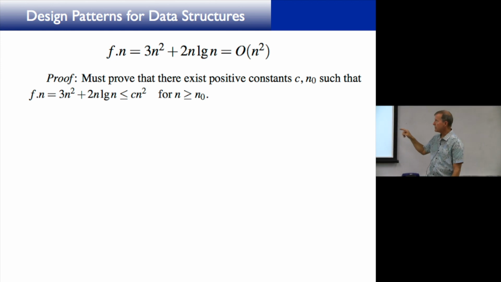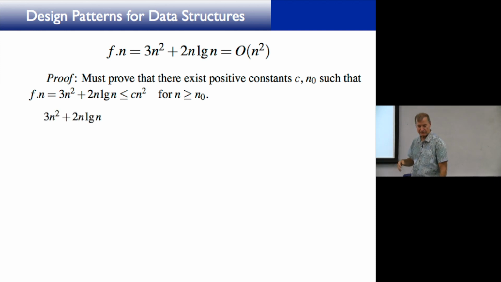So we must prove that there exist positive constants C and n naught such that f of n, which is 3n squared plus 2n log n, is less than or equal to Cn squared for n greater than or equal to n naught. But now look, this has a log n in it, right? Now how do we always prove these? We start with the left side, and then we try to get rid of these terms.